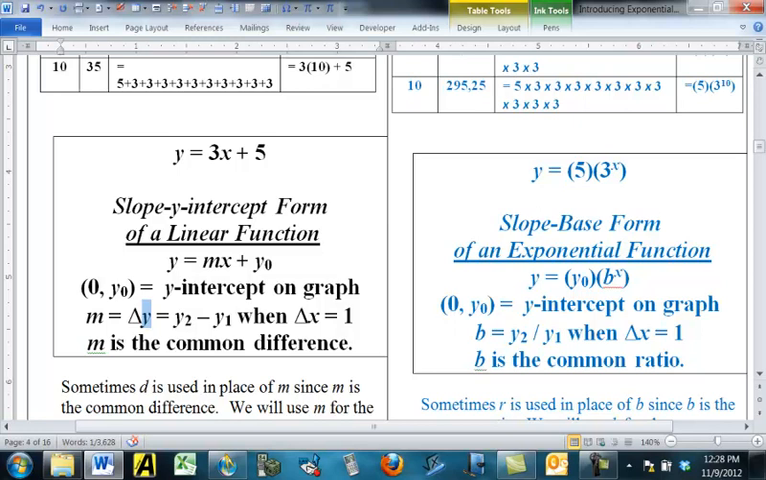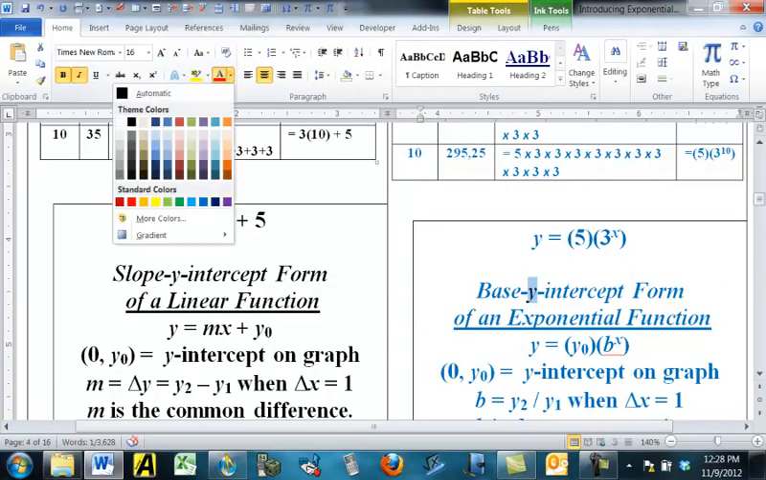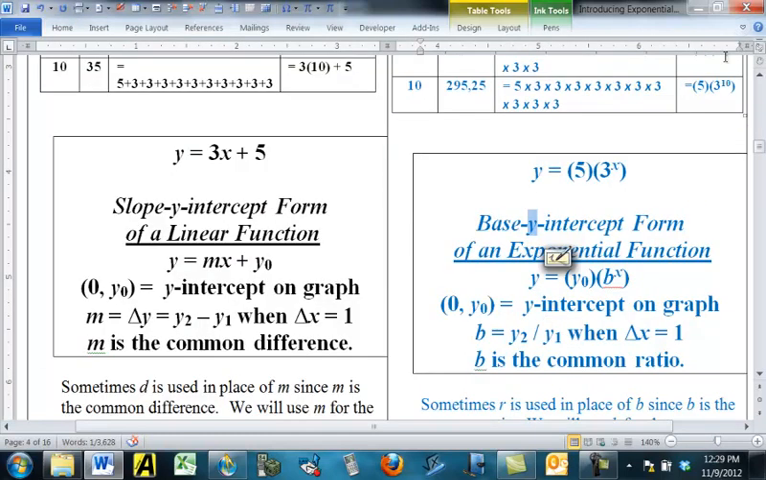Now over here on this one, it should say base and y-intercept. The slope is replaced by the base, but it's still the y-intercept, of an exponential function. So it's y equals y sub 0 times b to the x power. Again, y sub 0 is the y-intercept on the graph. And this time the base is the common ratio. That is, we're dividing one y by the previous y to find the base. And the fact that that's the same every time is what we're multiplying by each time.